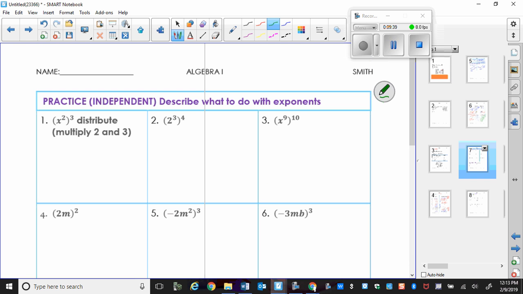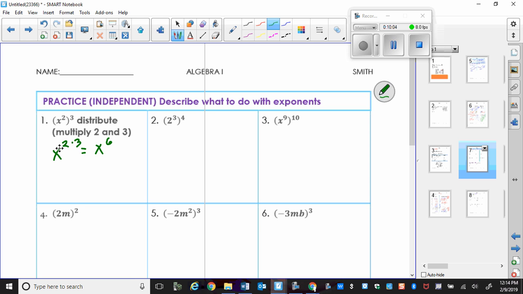Now, this is independent practice. Make sure when you're doing these problems, you describe what to do with the exponents before you get started. So number 1, it says distribute, or you could write multiply 2 and 3. So x to the 2 times 3 equals x to the 6th.